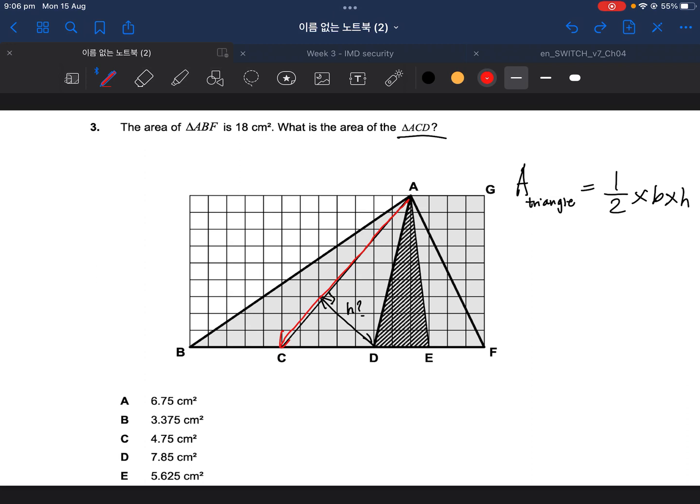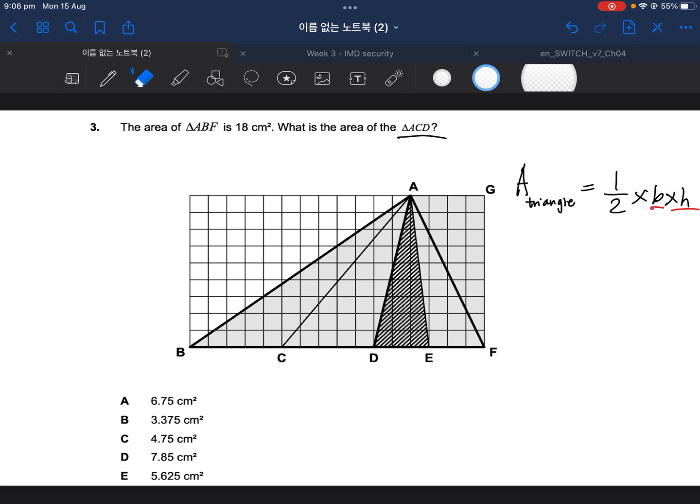Actually, no, we can't even count that. We can't even count base. I just realized we can't even count base or height because look at this. It's not even matched to the corners. So we can't count that by hand. So unless the question tells us, we have no idea of telling what the base is or what the height is. So immediately we have to get rid of the idea of calculating the area of the triangle straight away.